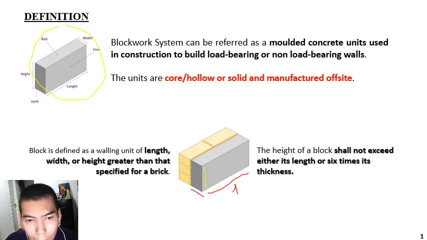This is the height, and this is the thickness, W, the width. The height cannot be more than its length. If it is more than the length, we cannot consider it a blockwork anymore. Maybe it's a wall panel or another type of wall. Or the height cannot exceed 6 times the thickness. Those are the rules to avoid confusion between blockwork and other types of precast components, for example wall panels and so on. So that's some introduction on blockwork.